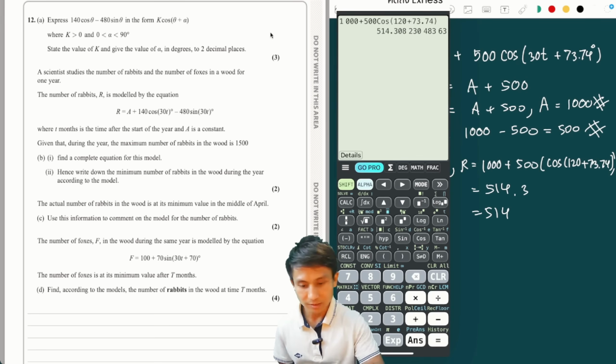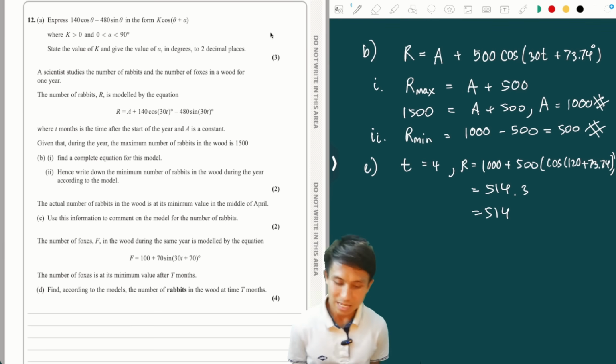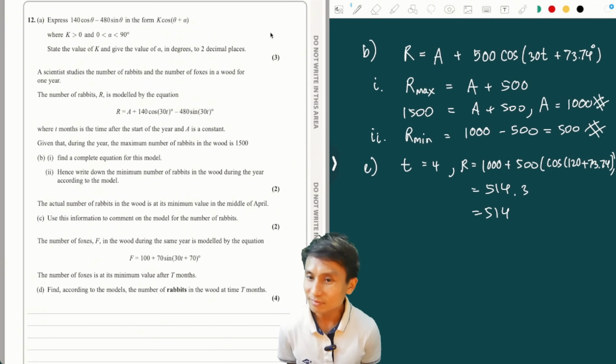Well, let's have a comment on this. In April, the number of rabbits is nearly minimum. Let me see.